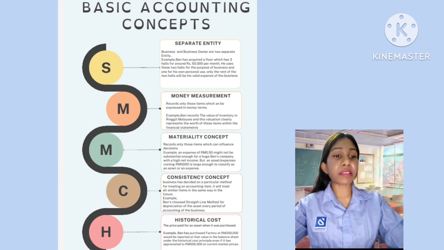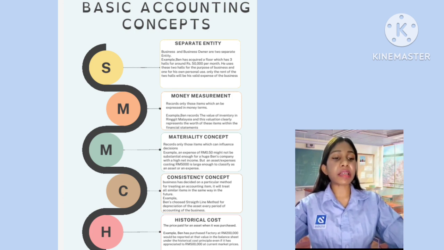So the last one is historical cost. Historical cost is the price paid for an asset when it was purchased. So historical cost is the purchasing price of the item or the asset. For example, Ben has purchased a factory at 200,000, and it will be reported at that value in the balance sheet under historical cost, even though it is 500,000 at the current market price. Even though its market price now is 500,000, in historical cost it will be recorded as 200,000.